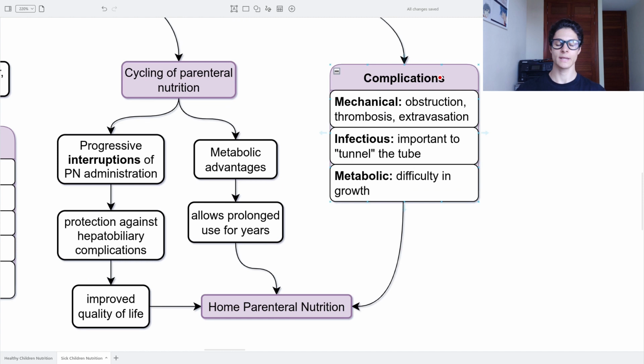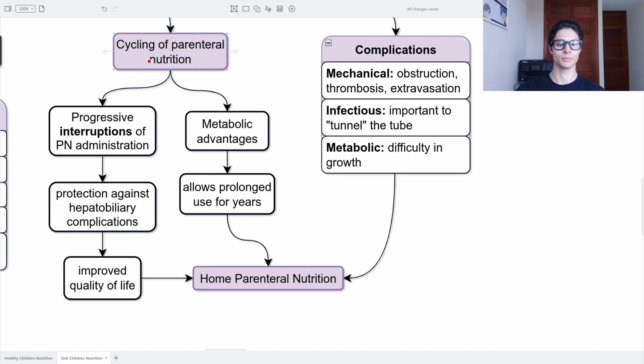And the possible complications, well, they can be mechanical, either an obstruction in the tube, thrombosis, or extravasation, or infectious. So it's very important to tunnel the tube before entering the vein, especially in a central one. So we have to run the tube under the skin a little bit before entering the vein. And metabolic complications, so difficulty in growth. So the cycling of parenteral nutrition and the complications that it can have are all things to take into account during home parenteral nutrition.